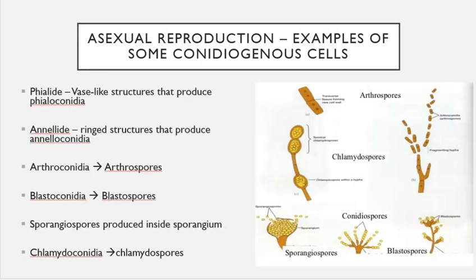There's phialide, which is a vase-like structure that produces phialoconidia. Next is annellide, a ring structure that produces annelloconidia. There's arthroconidia that produces arthrospores. There's blastoconidia that produces blastospores. There are sporangiospores produced inside a sporangium. And finally, there's chlamydoconidia that produces chlamydospores.